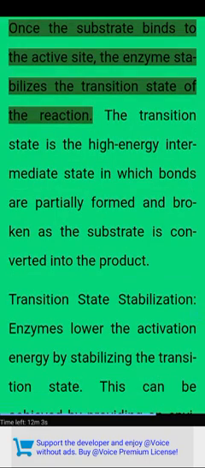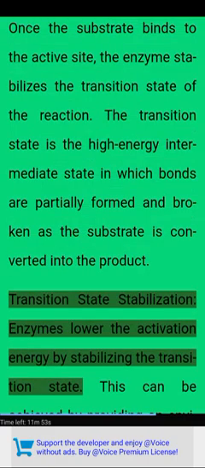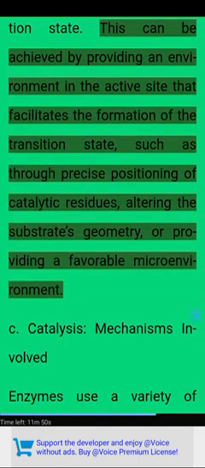Once the substrate binds to the active site, the enzyme stabilizes the transition state of the reaction. The transition state is a high-energy intermediate state in which bonds are partially formed and broken as the substrate is converted into the product. Transition state stabilization: enzymes lower the activation energy by stabilizing the transition state. This can be achieved by providing an environment in the active site that facilitates the formation of the transition state, such as through precise positioning of catalytic residues, altering the substrate's geometry, or providing a favorable microenvironment.